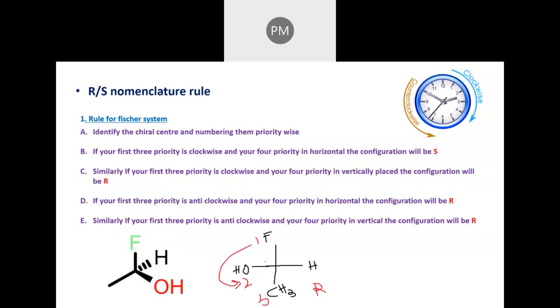So then the next is how we convert this OH configuration to Fischer configuration. To make the Fischer configuration, first I said that we have to identify the chiral center. We have already identified the chiral center. Then we have to put the in-plane bonds on this side.